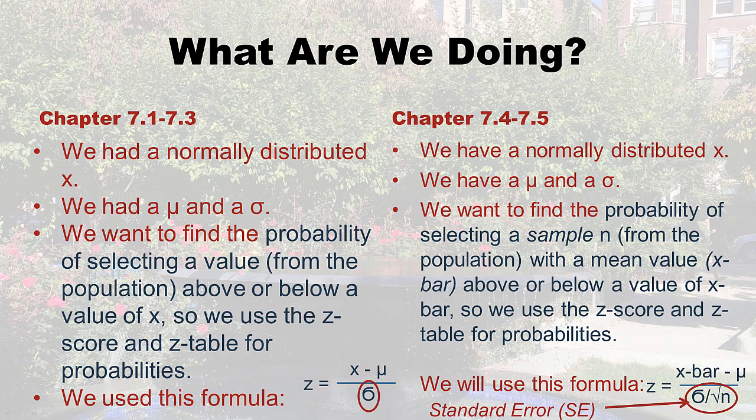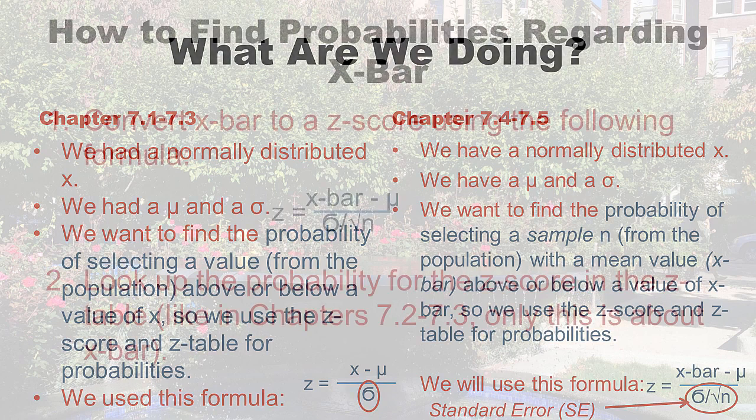You'll also notice that downstairs, what we had before was the population standard deviation, but now we have the standard error. Remember, I talked about that: the population standard deviation divided by the square root of n. That's where n comes in, because it matters what n you have to make the z come out right.